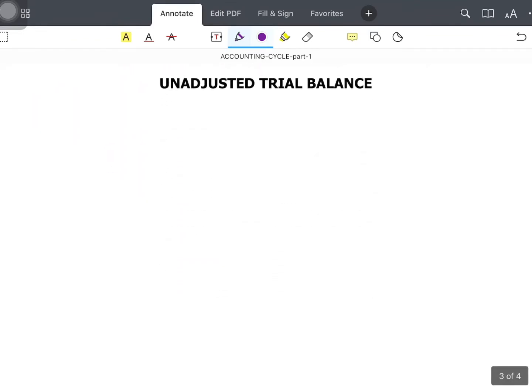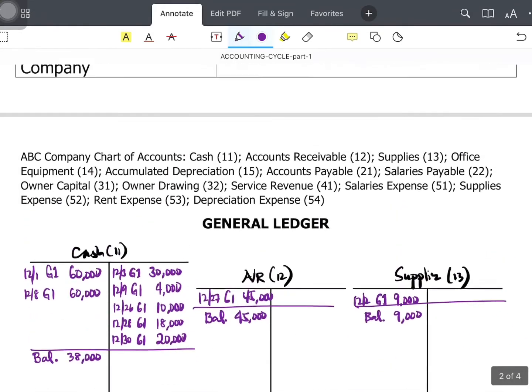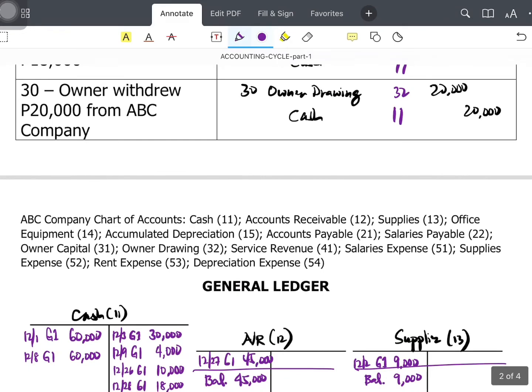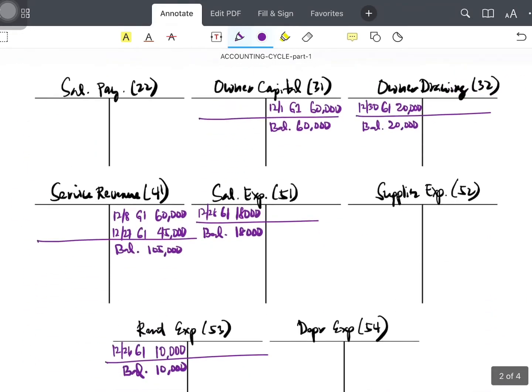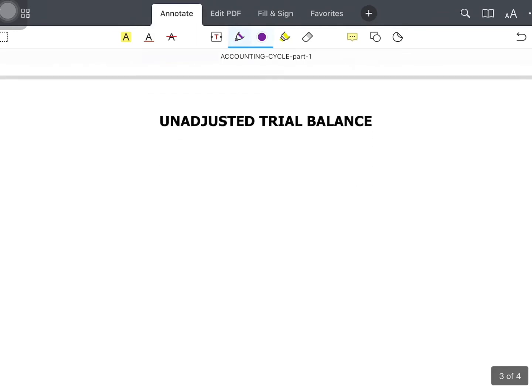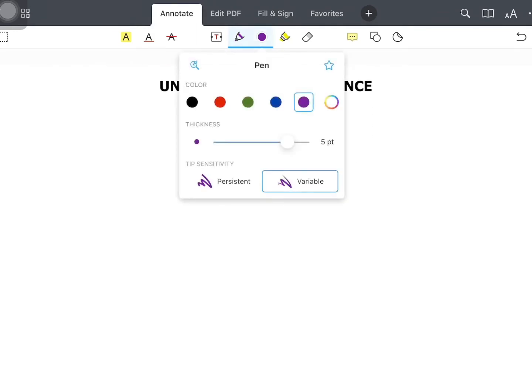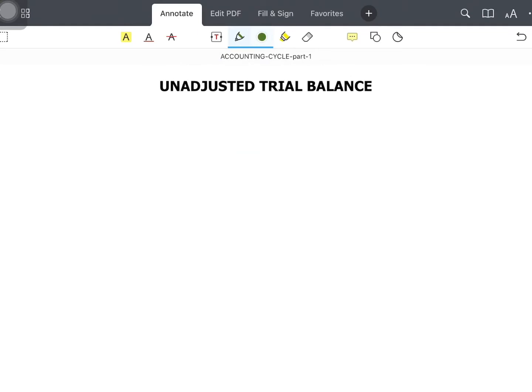I have a space here. Start with your heading. Write the company name. So what's the company name? It's ABC Company. Okay? So let's use that. Maybe I'll use a different color again. Green. Company name is ABC Company, so that's the first line. And then after that, write the name of the statement that you are preparing. To be more specific, unadjusted trial balance.